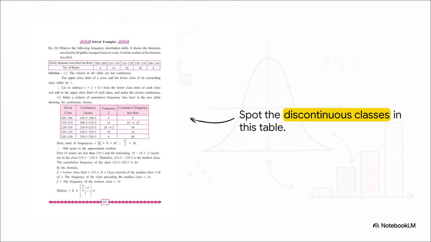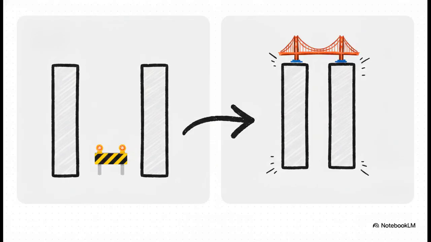Look very closely at the classes in the top row. We have 200 to 209, and then the very next class starts at 210. Do you see that gap between 209 and 210? This is a major trap. It catches so many students during exams. The classes in this table are not continuous. And here is the crucial point. We absolutely cannot use our median formula on discontinuous classes. But fixing it is actually quite brilliant and simple.